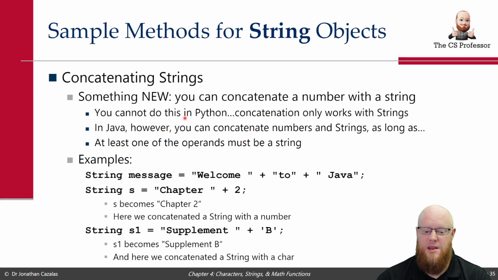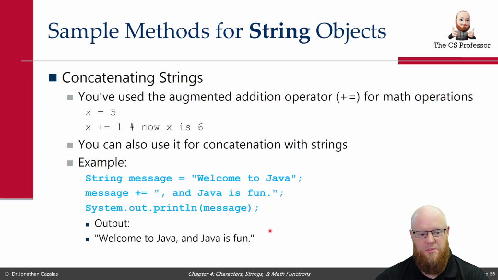Also, we can concatenate a string with a single character as shown below. Supplement concatenated with the single char primitive data type B will simply give you SupplementB. Also, we can use the augmented concatenation, the plus equals. Just like if I have a 5 and I say x plus equals 1, that becomes 6.